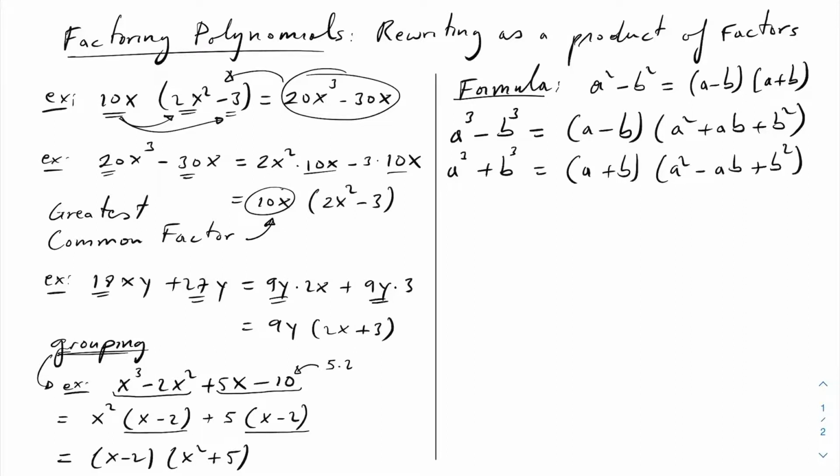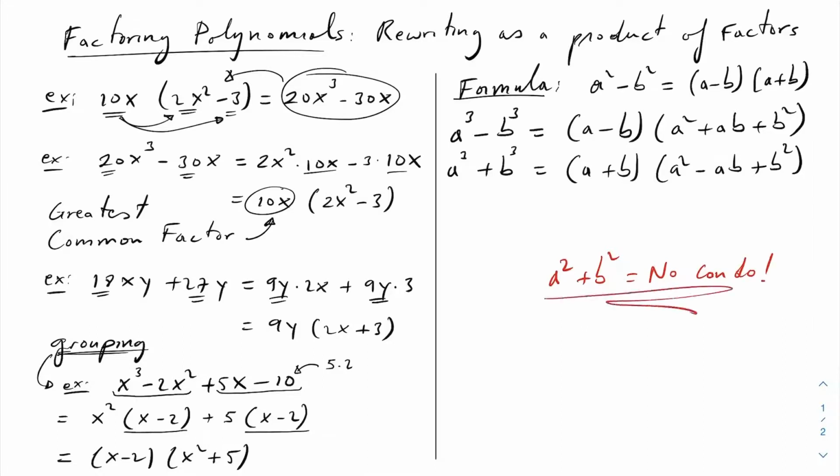So there's a couple of things I want you to notice from these three formulas. First of all, there's no formula for the sum of squares. So if you're ever working on factoring polynomials and you find yourself with a sum of squares, then there's no formula for that. You can't actually do anything with that polynomial. You have to leave it the way it is. There's no way to factor it.